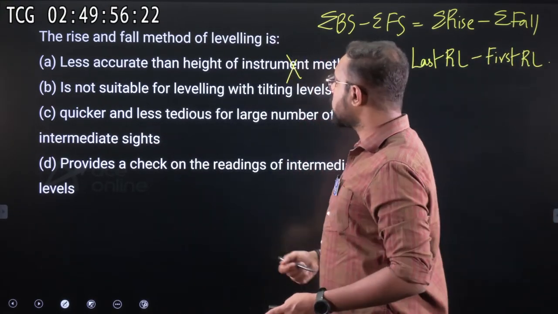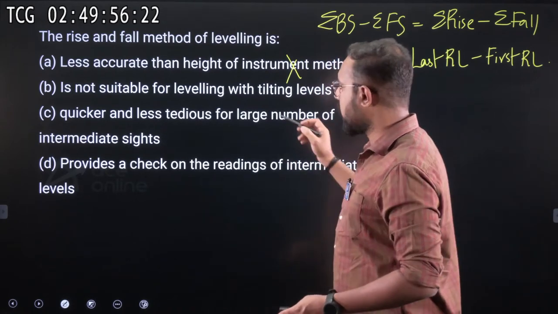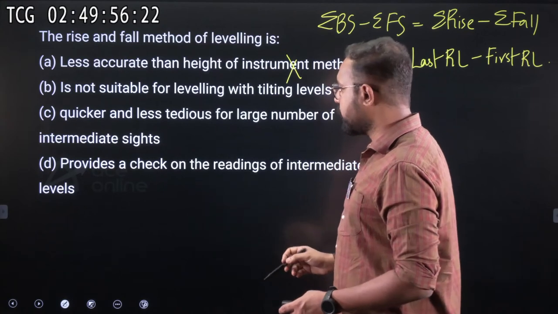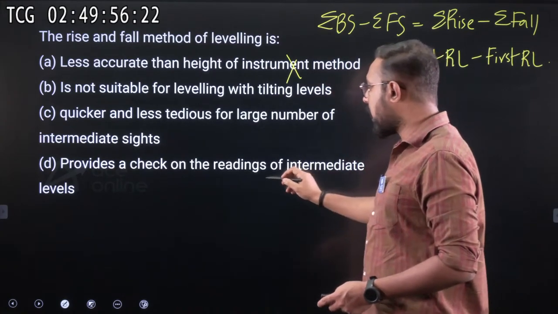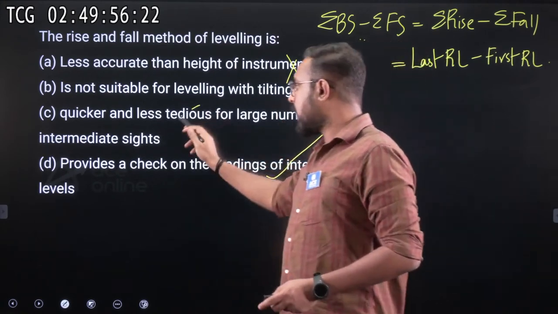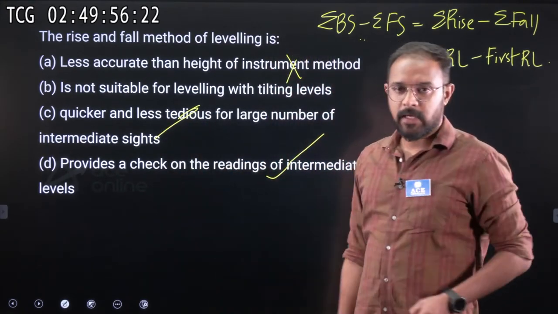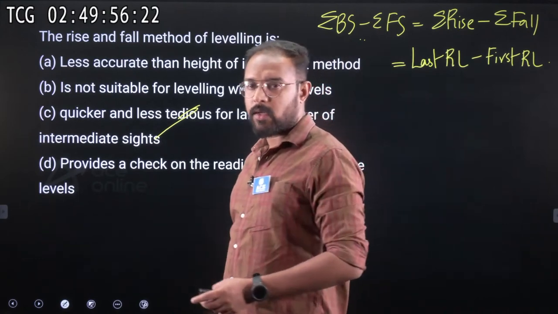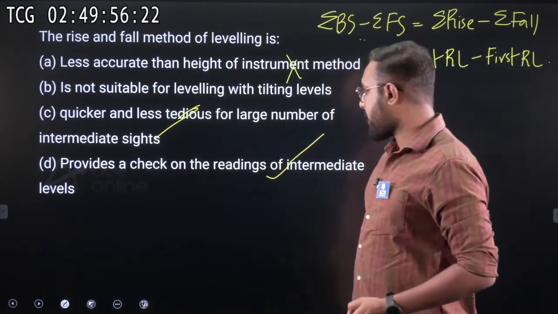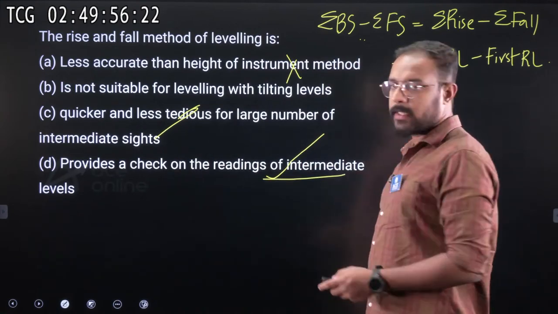It is not suitable for leveling with tilting levels. Quicker and less tedious for a large number of intermediate sights? No. Provides checks on intermediate sights? This is the best possible answer. This rise and fall method is not a fast method. It is a slow method; more calculations are there. So the best possible answer here is checks on intermediate sights also, option D.